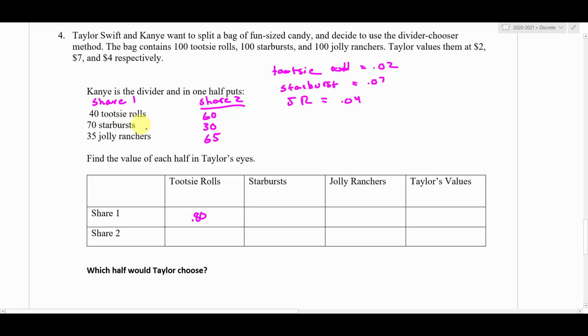So in share 1, there's 80 cents worth of Tootsie Rolls. Then we do the same thing for Starbursts. Starbursts are worth 7 cents a piece. So if I do 70 times 0.07, we should get a value of $4.90. Repeating the process for Jolly Ranchers, we would do 35 times 0.04, which gives us a total value of $1.40 for the Jolly Ranchers in share 1. Then to get the total value of share 1, we would add those three together, and you should get $7.10.